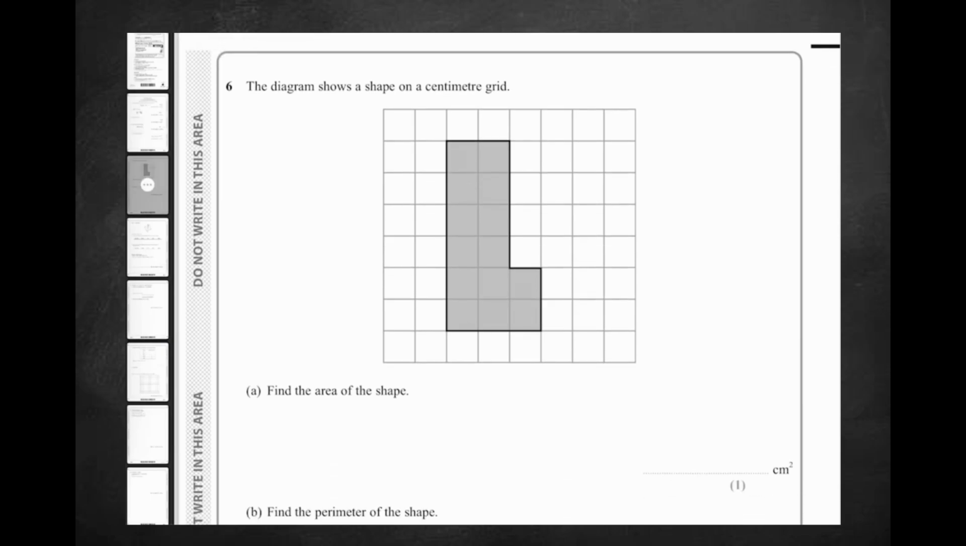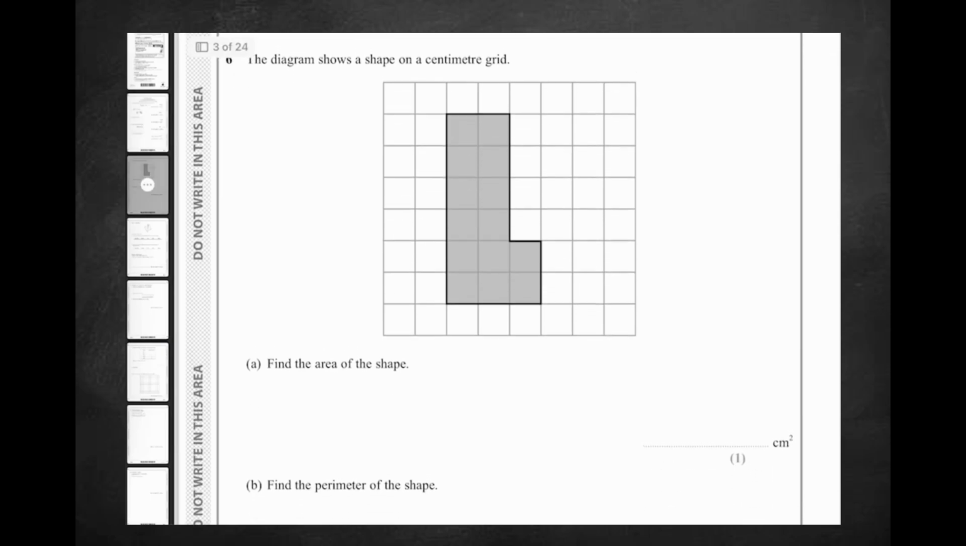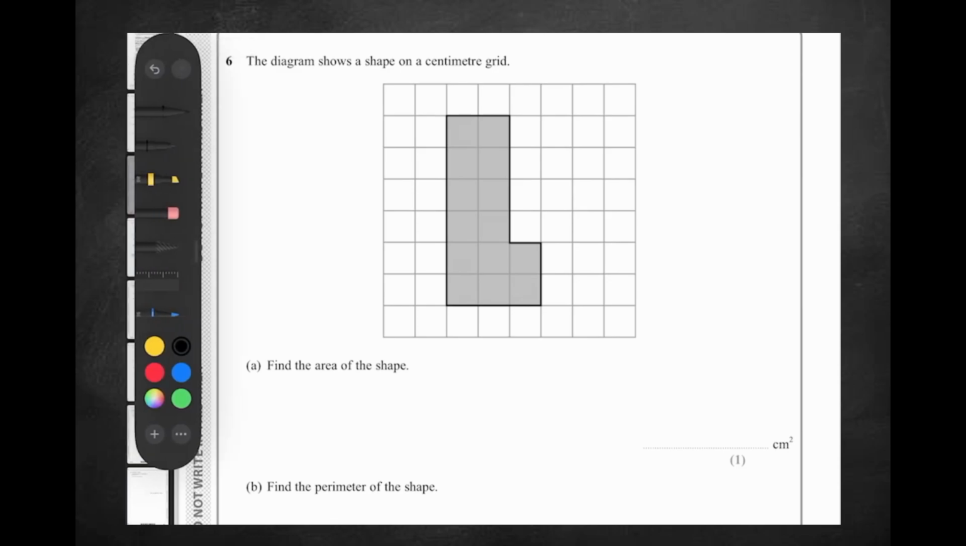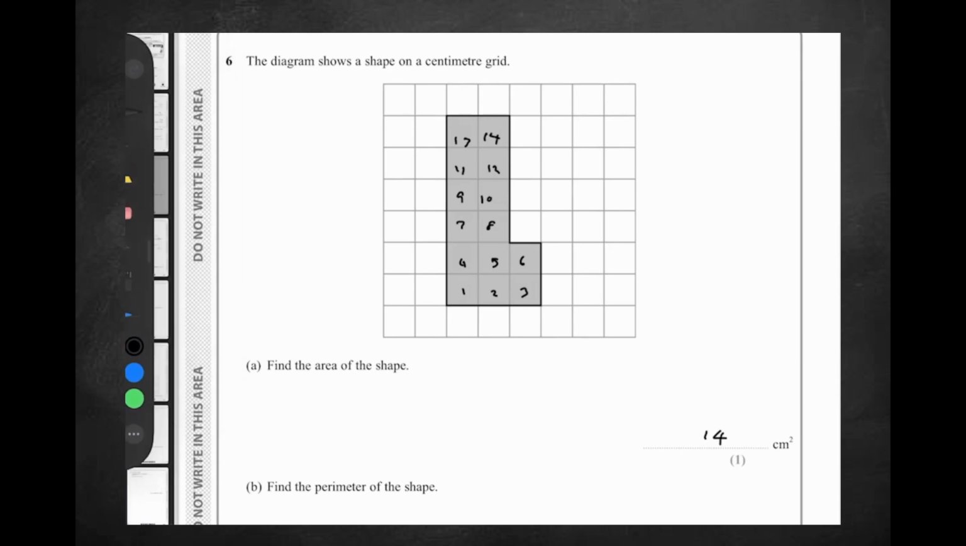Question number 6. The diagram shows a shape on a centimetre grid. Find the area of the shape. So we can just do that by counting up the squares. So 1, 2, 3, 4, 5, 6, 7, 8, 9, 10, 11, 12, 13, 14 centimetres squared would be the area.